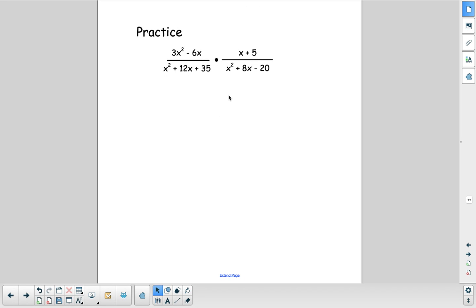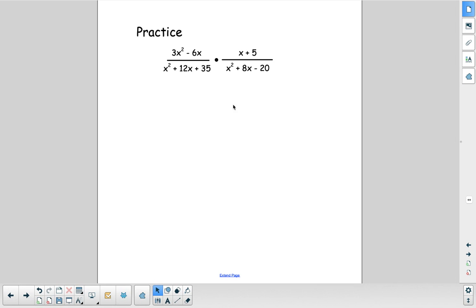So here's one I would like you guys to try and practice. We're going to do the same thing that we did before. Here we're going to factor out a GCF. This x plus 5 you don't do anything with. And here you're going to use the x method, and you're going to factor both of these denominators, and then you're going to cancel what you can.